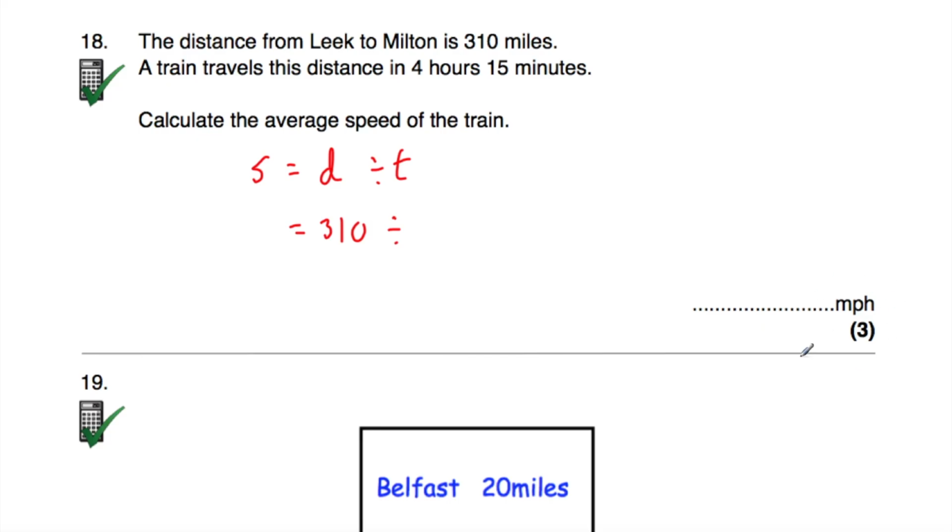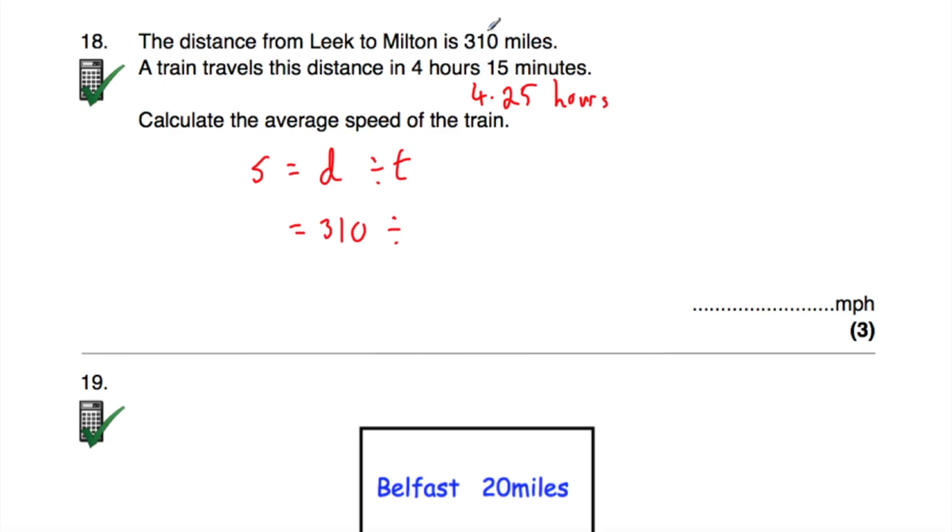Now the speed is in miles per hour, so let's change the time into hours. It's 4 hours and 15 minutes. 15 minutes is a quarter of an hour, so it's going to be 4 and then .25 for a quarter, 4.25. So 4.25 hours. So 4 hours and 15 minutes is 4.25 hours.